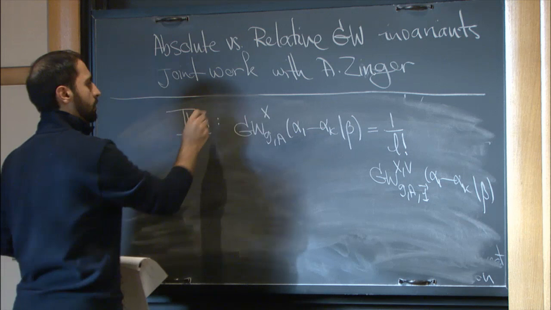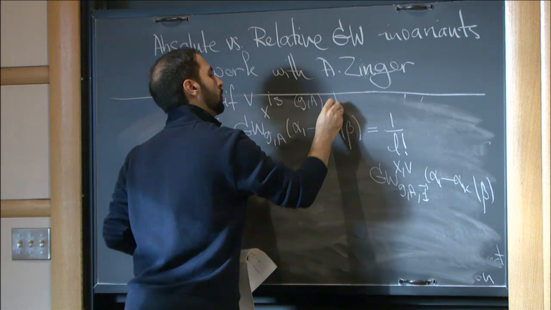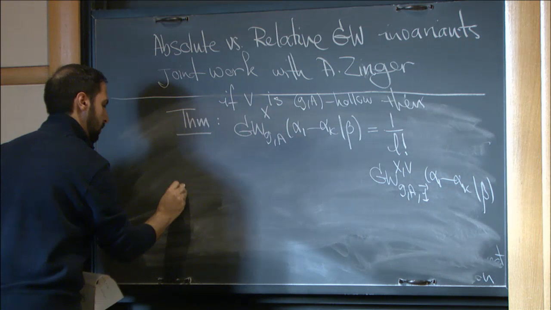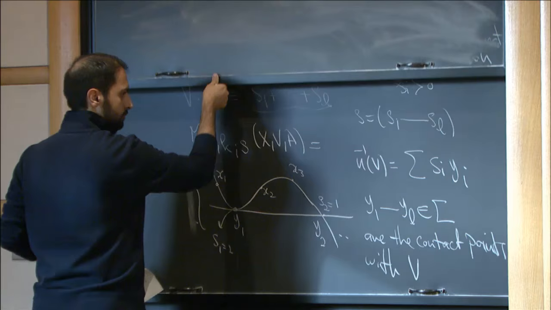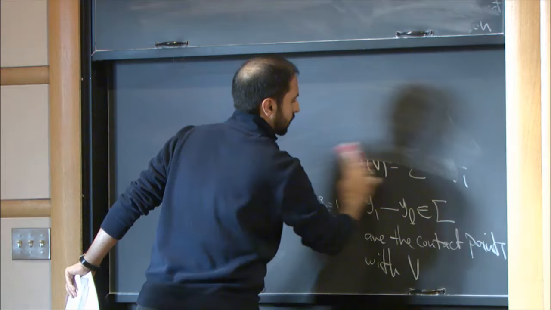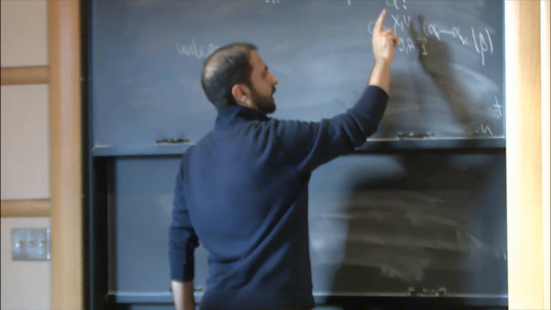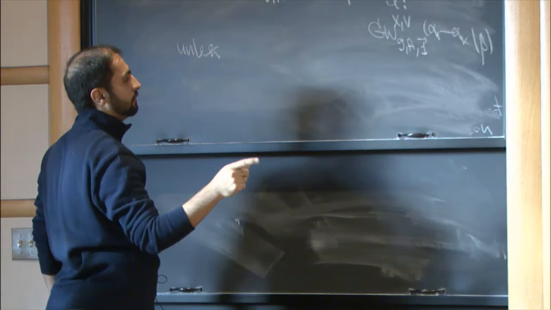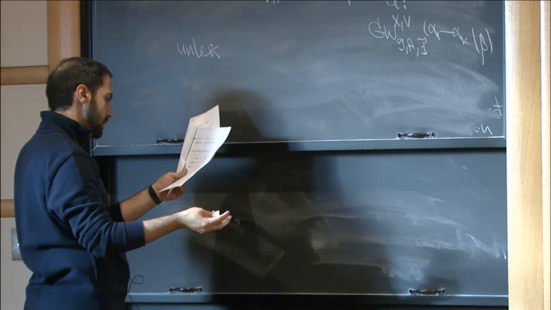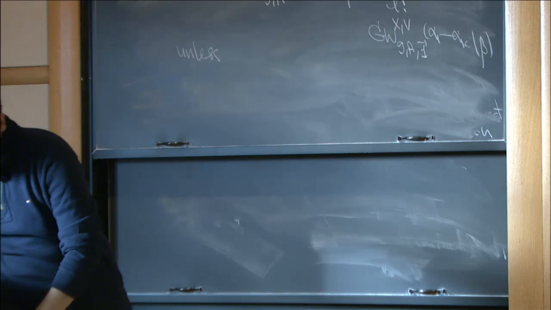So if V is GA hollow, then this equality holds unless one of the following cases. So there are some special cases where this doesn't happen. First of all, the reason for L factorial is that here you have the contact points. They are ordered, so you have L factorial choices of ordering them. You have to divide by L factorial to cancel out the effect of that. And so the cases where this doesn't happen are the following. So these numbers are equal except in these cases.